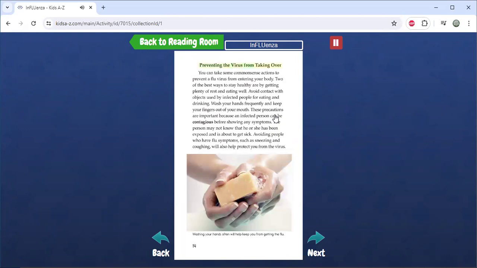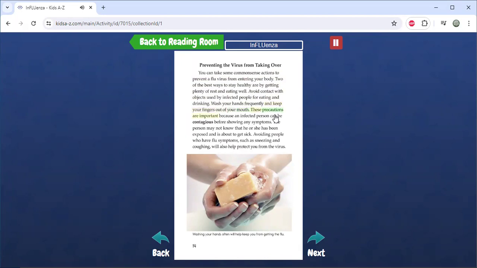Preventing the virus from taking over. You can take some common sense actions to prevent a flu virus from entering your body. Two of the best ways to stay healthy are by getting plenty of rest and eating well. Avoid contact with objects used by infected people for eating and drinking. Wash your hands frequently and keep your fingers out of your mouth.